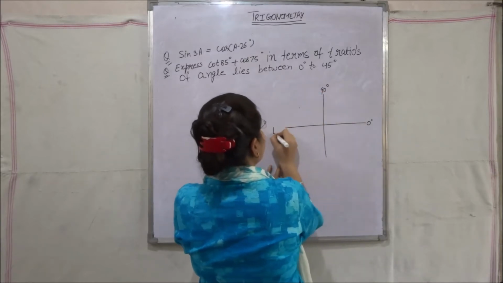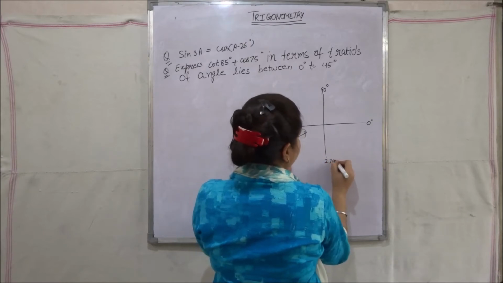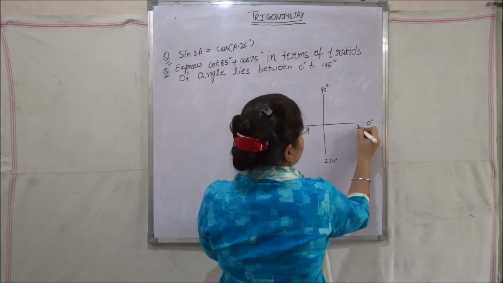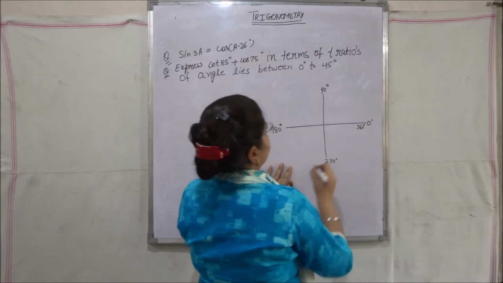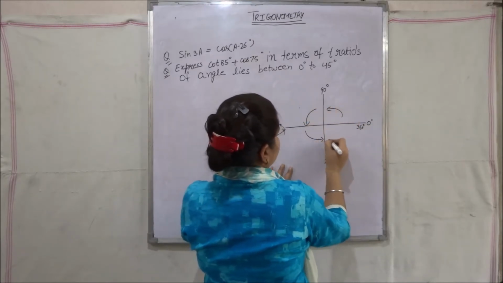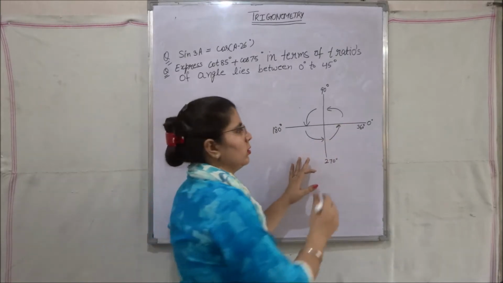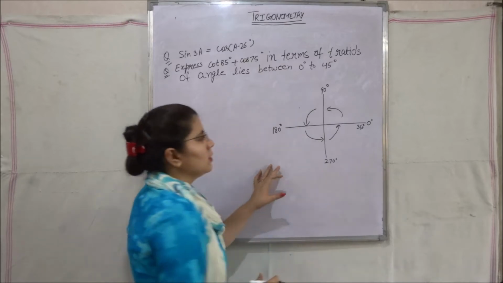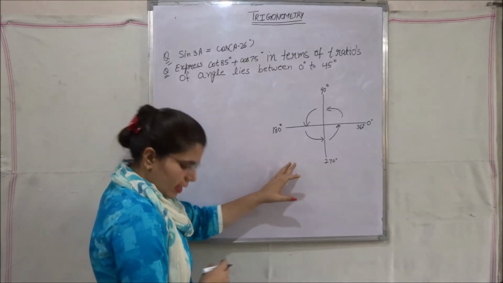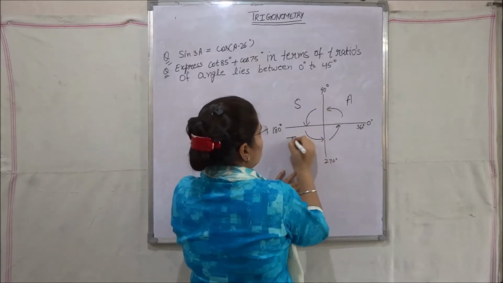0°, 90°, 180°, 270° and 360°. Now to learn these formulas, we have a statement: after school to college.